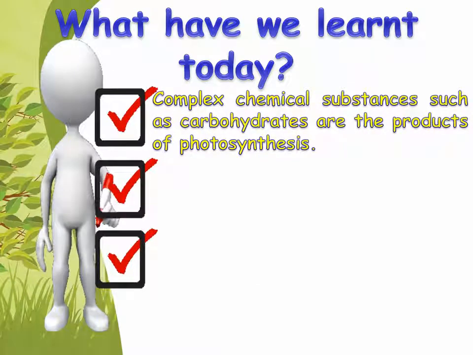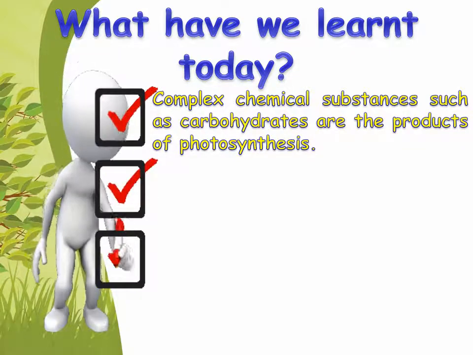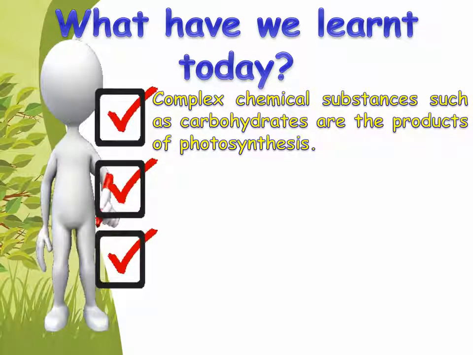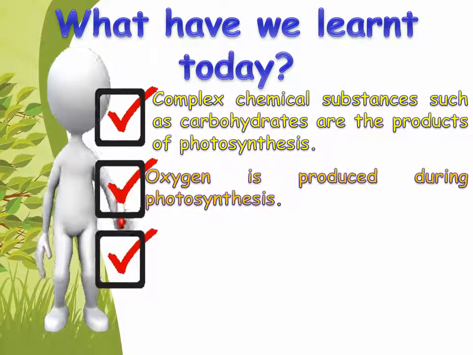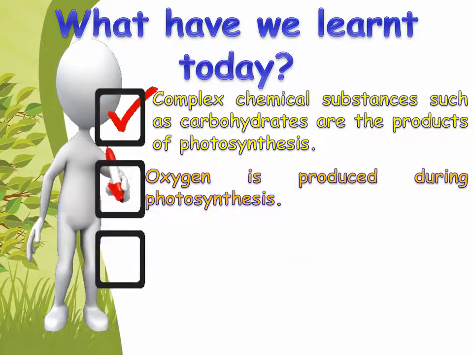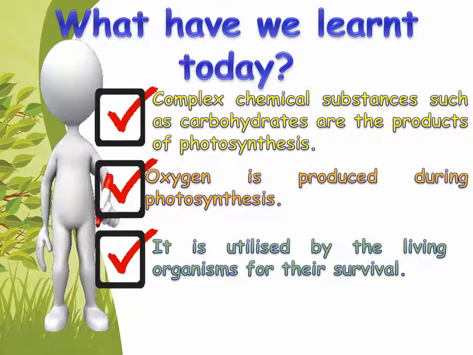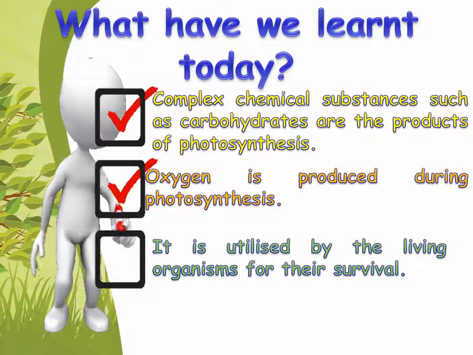Complex chemical substances such as carbohydrates are the products of photosynthesis. Oxygen is produced during photosynthesis. It is utilized by the living organisms for their survival.